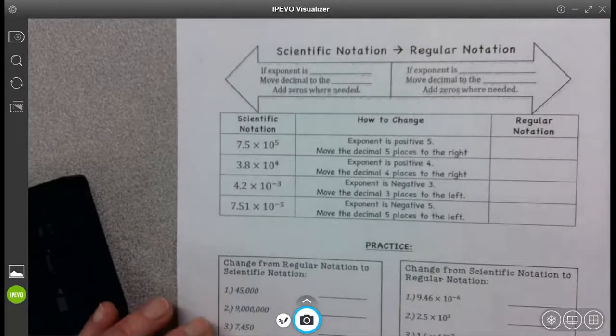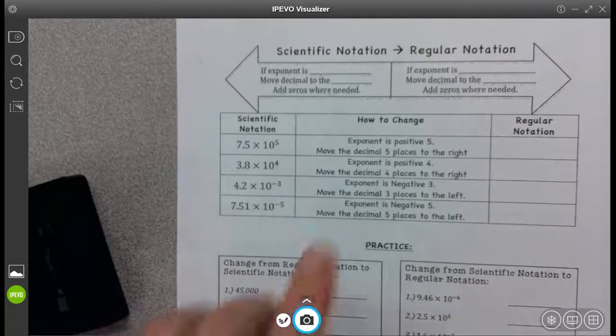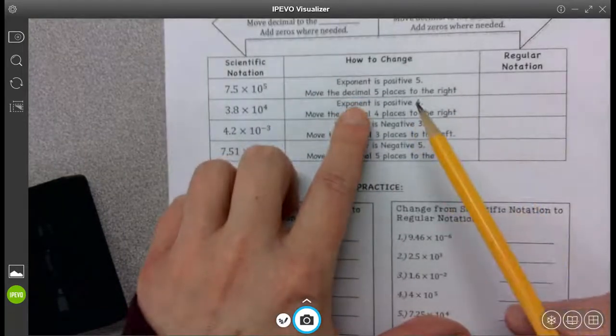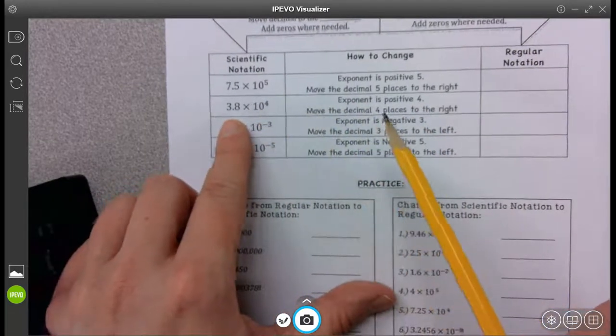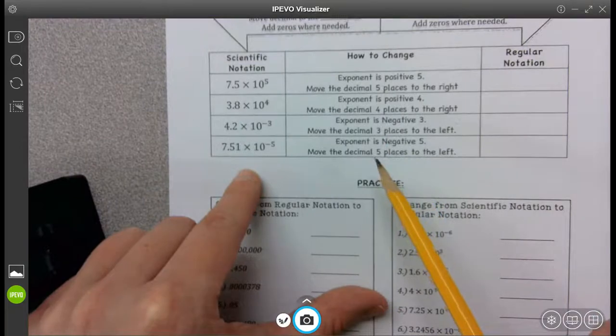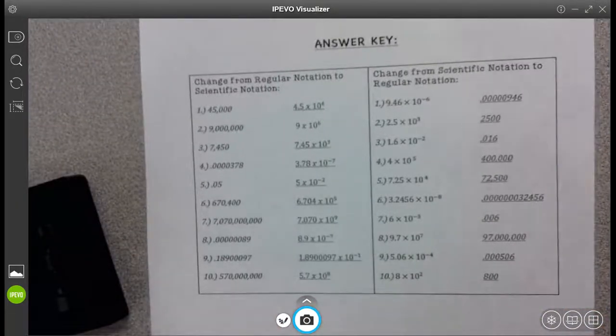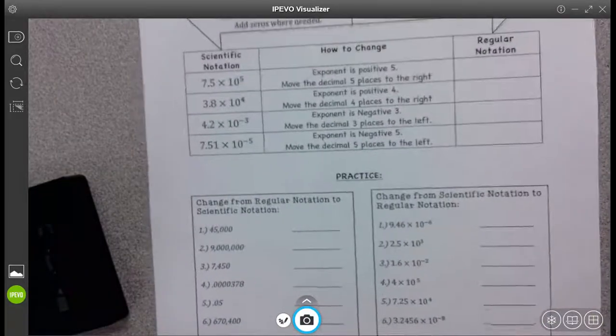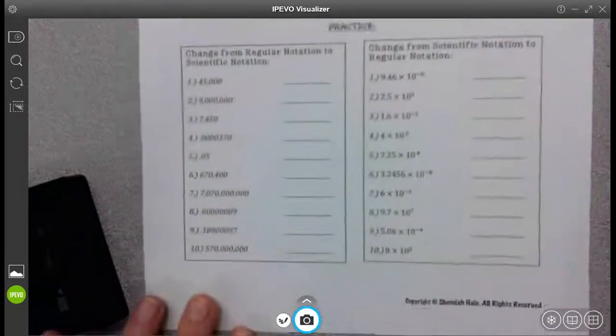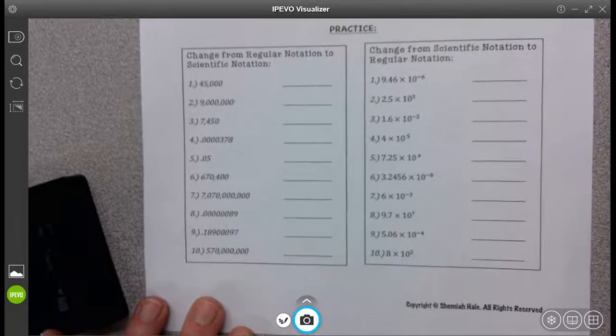Now, scientific to regular notation, okay, you're going to do the same thing. The exponent is positive, so you're going to make it bigger. Here and here. You're going to do the same thing, okay? And on the back, they'll give you your answers. So I want you to pause the video. I want you to try it. And then I want you to look at the back for your answers.